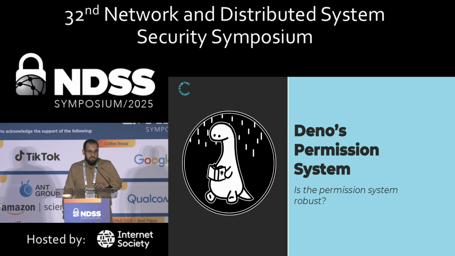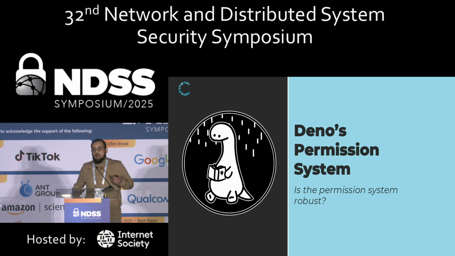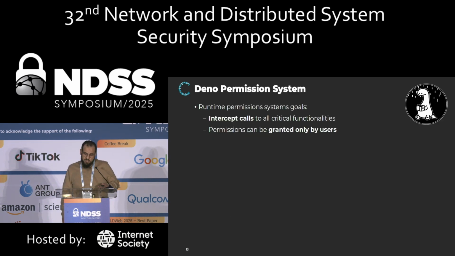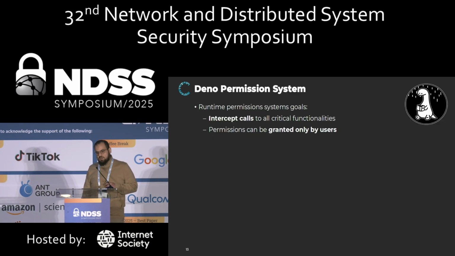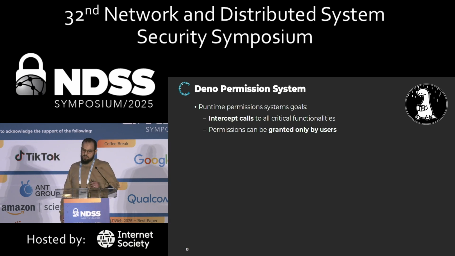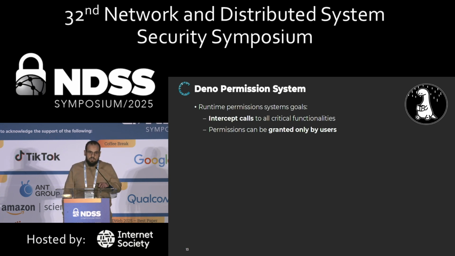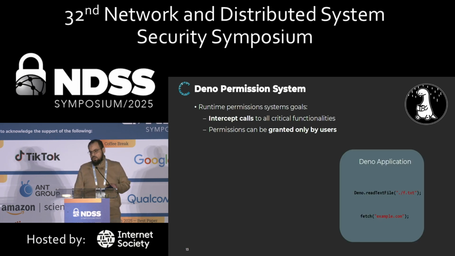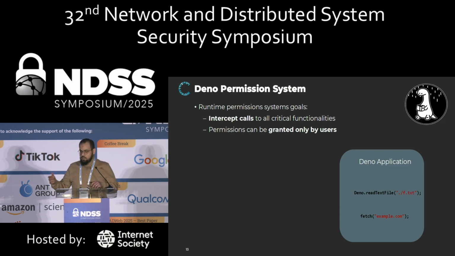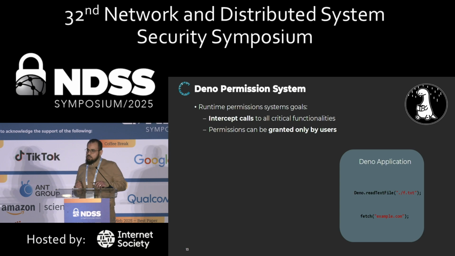The second aspect of our study is to study the permission system of Deno. The main goal is to see how robust this permission system is. The permission system of Deno is a runtime permission system that intercepts all calls to critical functionalities, and these permissions cannot be granted by anything but the user. Let's assume an example with a Deno application that has these two instructions. The first instruction is to read a file, so it calls a system call, and then a fetch URL that requires a network operation.